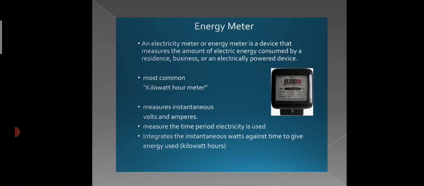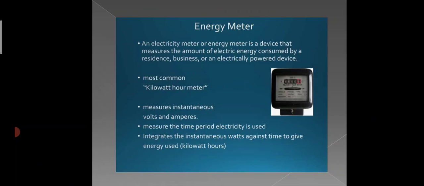An electricity meter or energy meter is a device that measures the amount of electric energy consumed by a residence, business, or an electrically powered device. The most common device to measure the energy is the kilowatt hour meter. It measures the instantaneous volts and amperes, measures the time period electricity is used, and integrates the instantaneous watts against time to give the energy used.